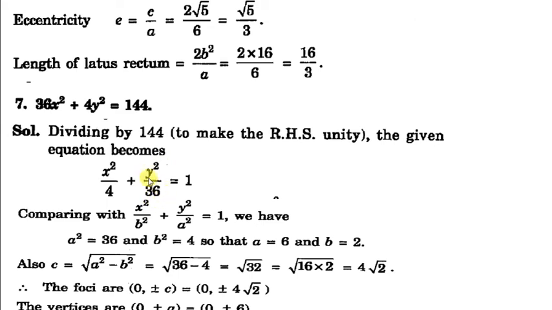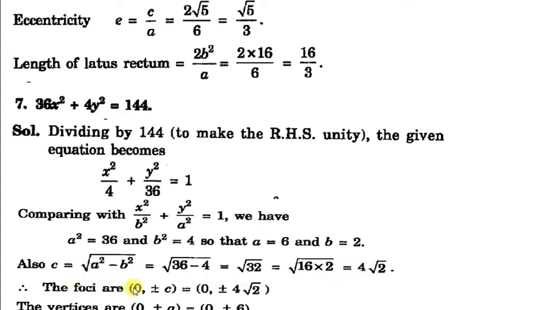Now here the denominator of the term containing y is greater than the other one, so its major axis is the y-axis. So when we compare it with the standard form x square upon b square plus y square upon a square equal to 1, we get a square is 36 and b square is 4. So a is 6 and b is 2. With the help of this, c is under root a square minus b square, that is under root of 36 minus 4, that is root 32. So it is 4 root 2.